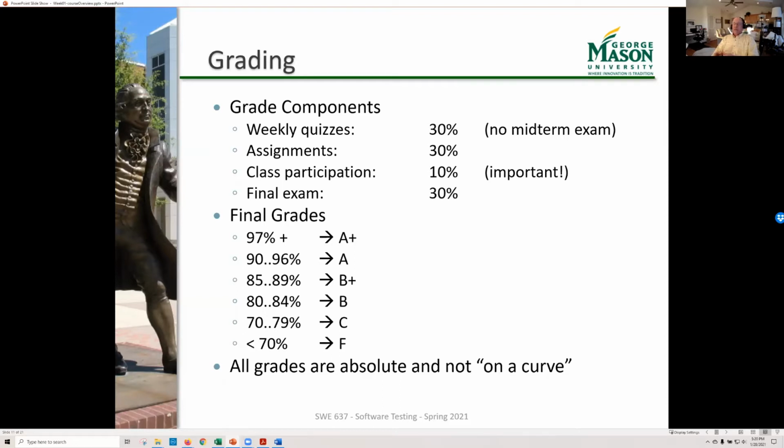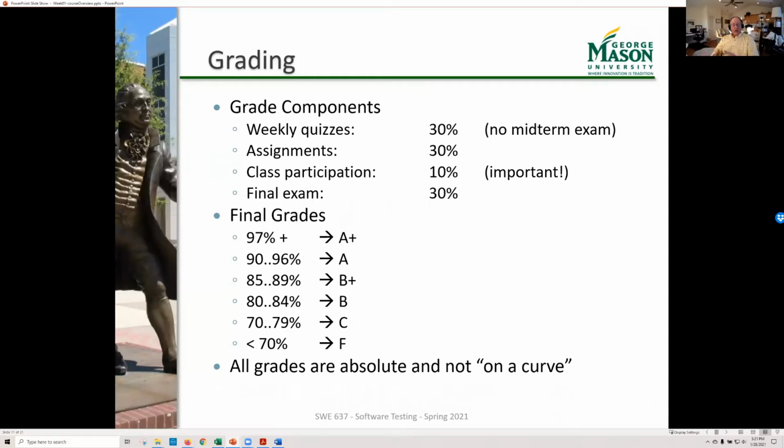The final exam is 30% of your grade. And then class participation is the last 10% of your grade. And I want to point out that class participation, 10% of the grade, that's actually a big chunk, so that is important. I've got an upcoming slide on what class participation means and how you can work on cashing in on that part of the grade.